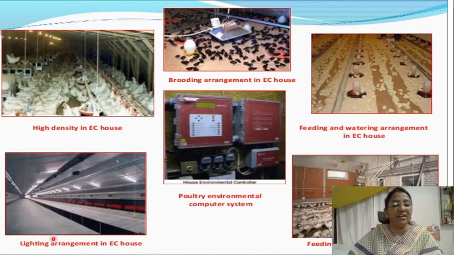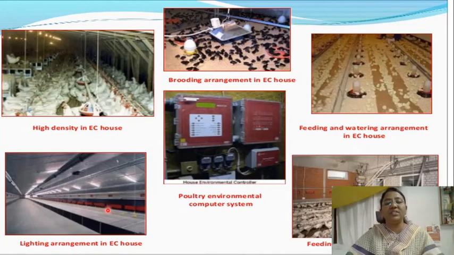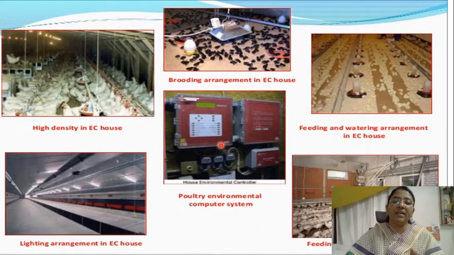Now coming to this lighting arrangement. See, depending upon the growth of the bird, the lighting is being varied. For growers it is different, for layers it is different, and for broilers it is different. And this is the electronic computer system which is being monitored in very high income, or you can say the farmer who has gone for a high expenditure. And these are the feeding arrangements in the EC birds.